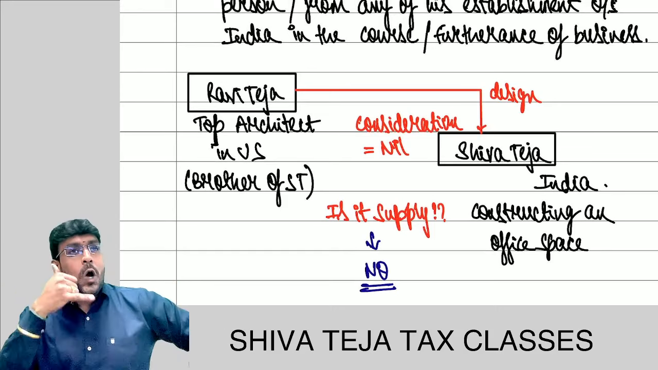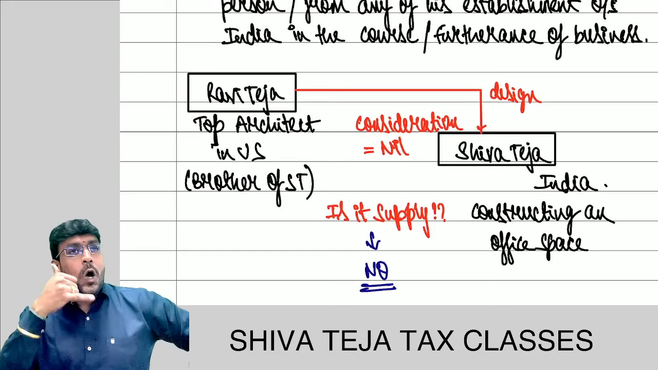Okay. Small situation, small change. I'll repeat the example once again. Shivateja constructed an office in India, and I wanted to have an excellent design for my office. I call my brother Raviteja, who is one top architect in US. Same example. You understood, no? I called him and asked, give some excellent design. He gave an excellent design.